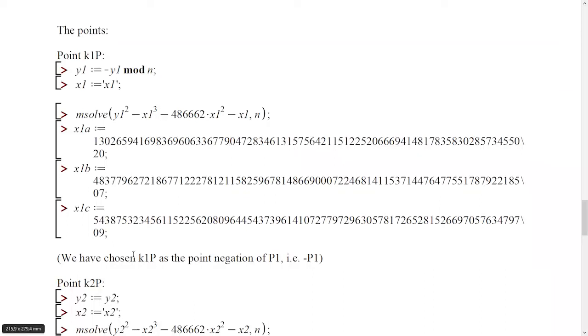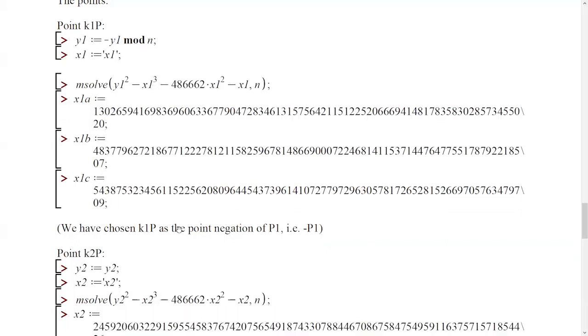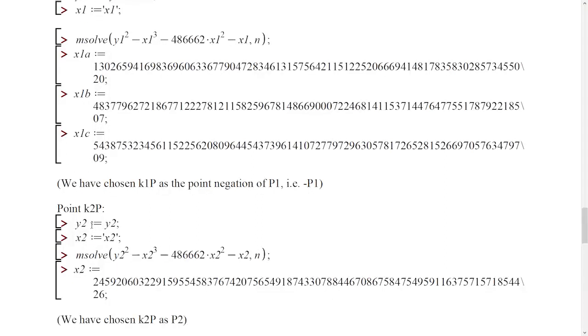So the idea behind this is that if you see that y1 is minus y1 defined previously, then you have directly the answer for x. It's one of these answers. So you don't even have to compute x1 if you just notice that y1 is minus y1 defined previously modulo n. And okay, that's for point K1P.